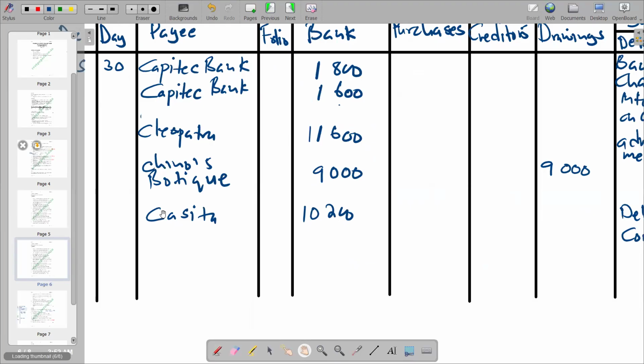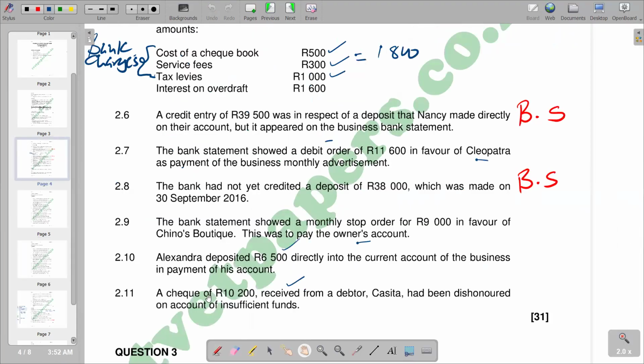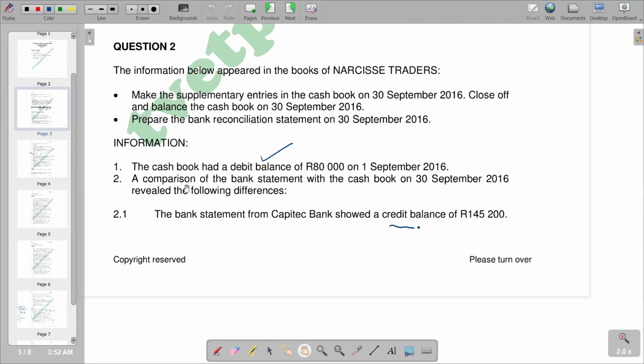Then moving on, you see that we are being told this becomes the last transaction that we have. So from there, we can now refer back to the instruction of the question, whereby it's saying, make the supplemental entries in the cash book on 3rd September 2016 and close up and balance the cash book. So what we are going to do is go to the debit side and add the total, and then you go to the credit side and compare the total, and then you balance.